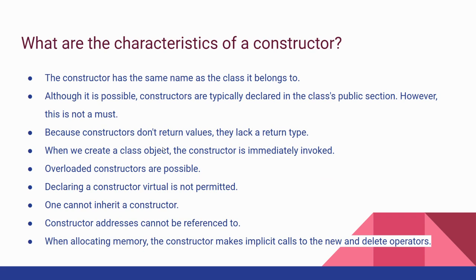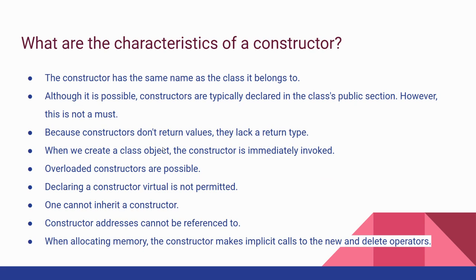What are the characteristics of a constructor? The constructor has the same name as the class it belongs to. Although it is possible, constructors are typically declared in the public section of the class. However, this is not a must. You can keep it in a private or protected section as well. Because constructors don't return values, they lack a return type. When we create a class object, the constructor is immediately invoked.